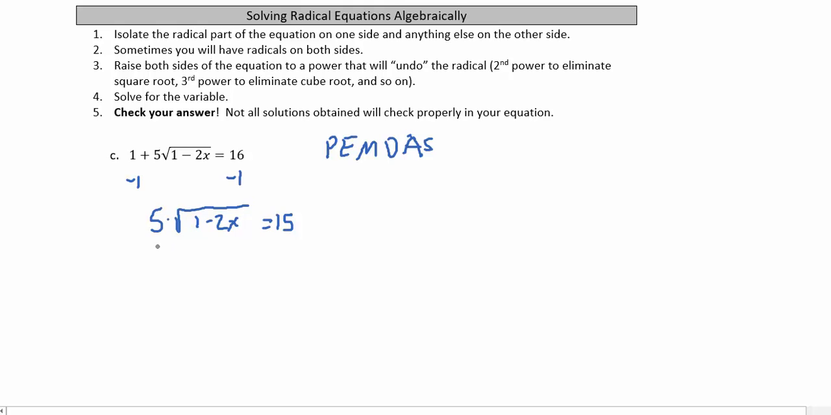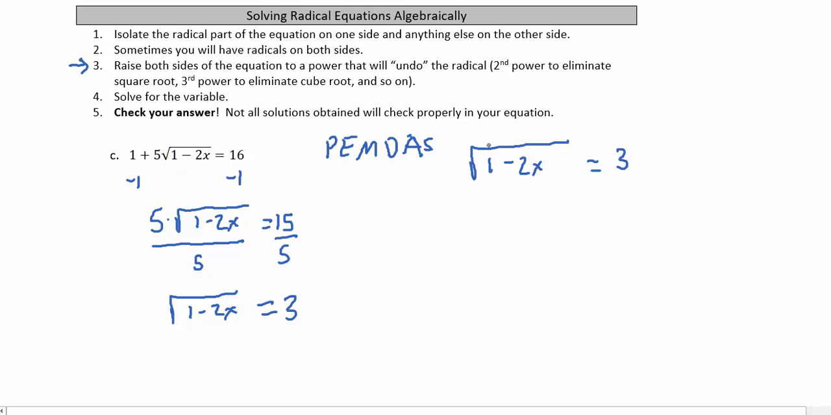Now I point out since the 5 is being multiplied, I will divide both sides by 5. 5 divided by 5 is 1, and like I said before, you could write 1 times this radical, but we typically leave that off. 15 divided by 5 is 3, so now if you notice, I've isolated the radical part of the equation. This is the part of the equation I needed to get by itself. So that means I'm on step 3.